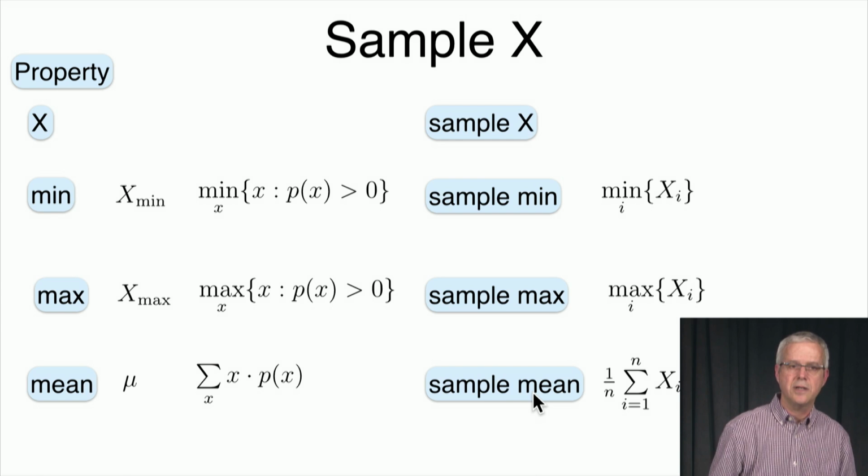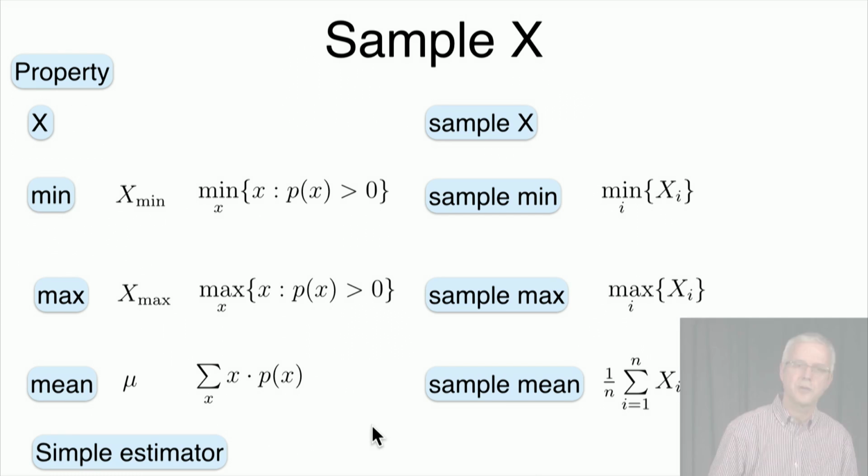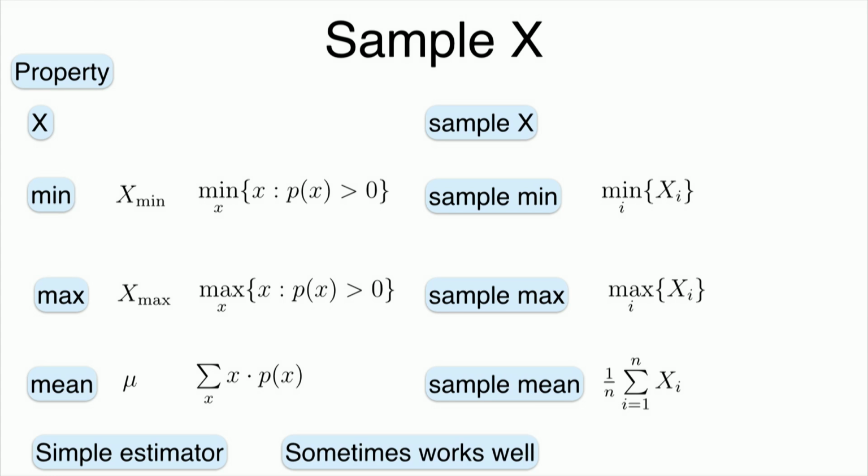So what we did here is we saw a simple way to come up with an estimator for any property. If you give us a property, we just look at the same property, but apply it to the sample. And so this is our sample x method. Sample x could be sample mean, sample max, and so on. And so we have this method, and just like plug-in, it often works well.